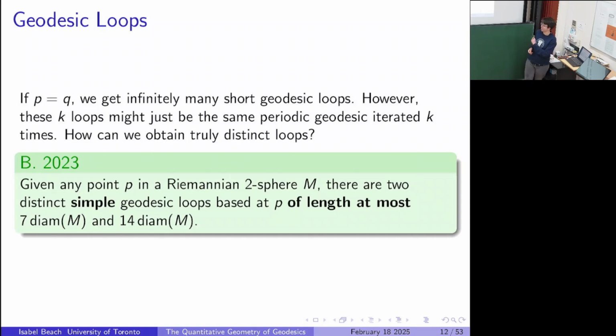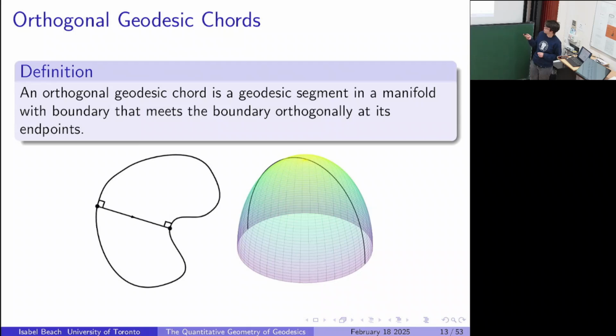Again, this is not the result I want to talk to you about today, but it's an example of the kinds of things that I prove in my work. So now we're going to go to the main focus of this talk, which is a third type of geodesic called orthogonal geodesic chords.